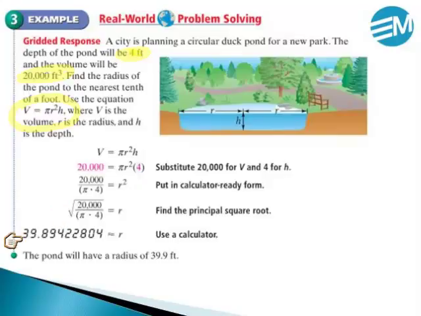This is the way to solve a quadratic equation. If you look carefully, it is forming a quadratic equation, pi r square h. So we can use the calculator in order to solve this complicated square root. That makes sense.